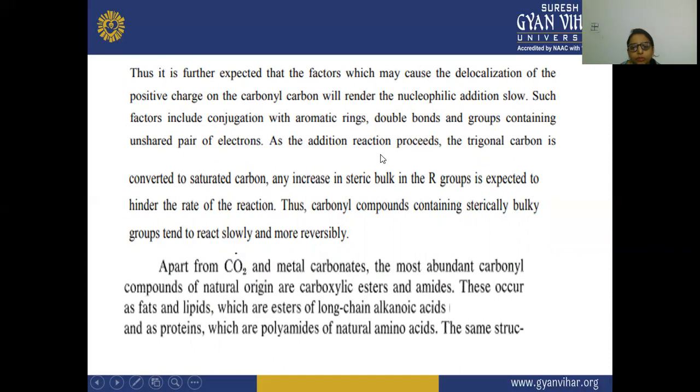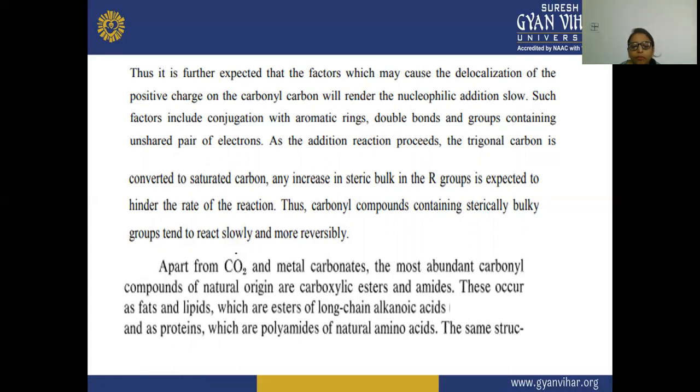As the addition reaction proceeds, the trigonal carbon is converted to a saturated carbon, and any increase in the steric bulk in the R group is expected to hinder the rate of reaction. So the carbonyl compounds containing sterically bulky groups tend to react slowly and more reversibly. If the carbonyl compound contains a bulky group, the reaction rate will be slow, and it can also be reversible.